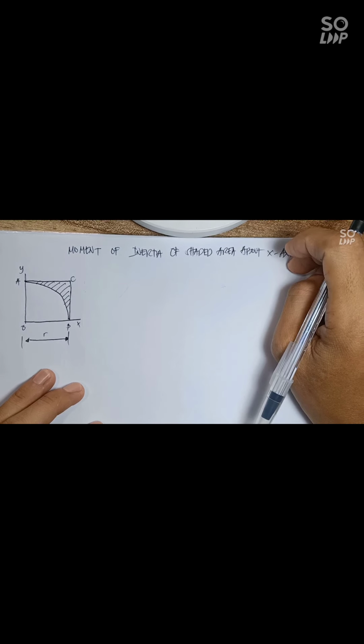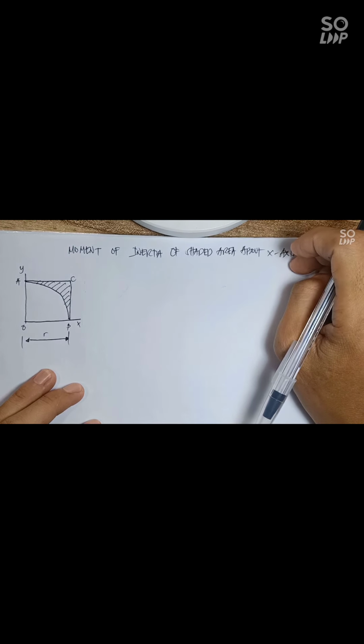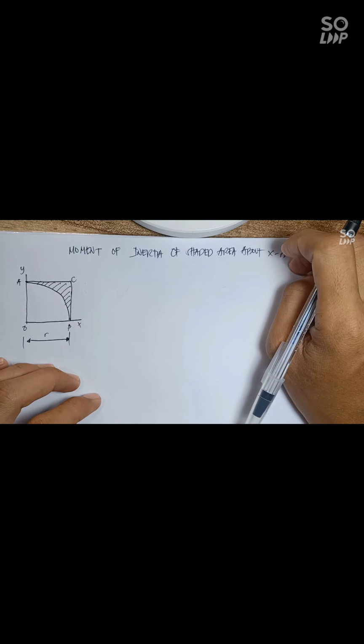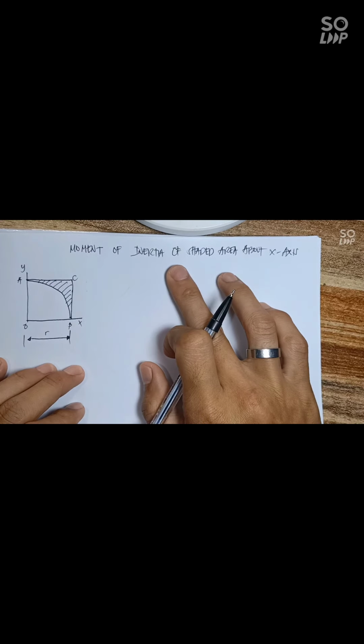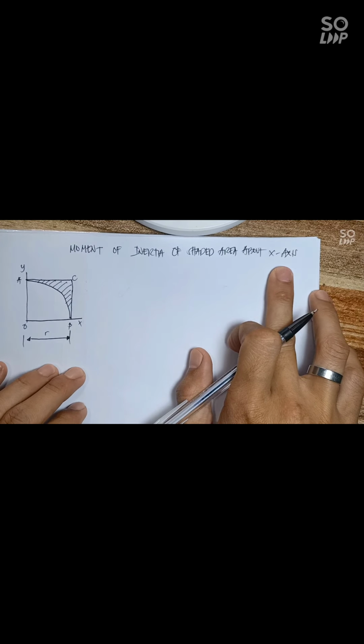Hello guys, I'm back again. And my last topic is all about moment of inertia, product of inertia. My example is all about the moment of inertia of a shaded area about the x-axis.